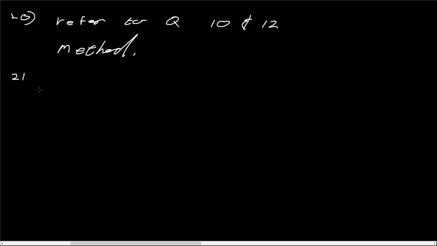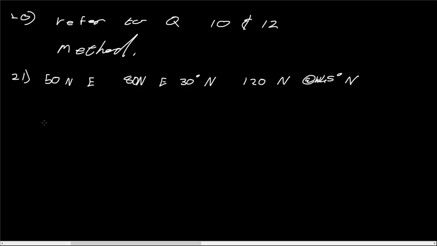Question 21. Okay, question 21. It says, use complex numbers to calculate the resultant of 3 pulling forces of 50 newtons east, 80 newtons east, 30 degrees north, and 120 newtons at 45 degrees or west 45 degrees north that act on a point.